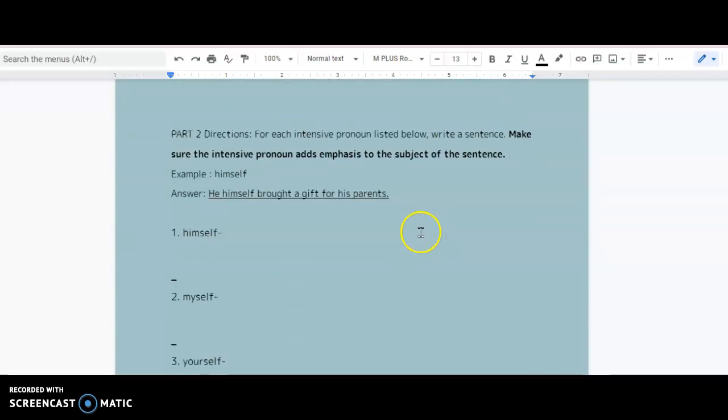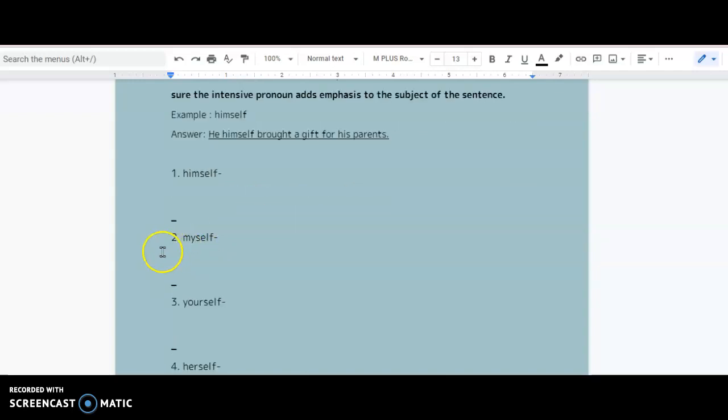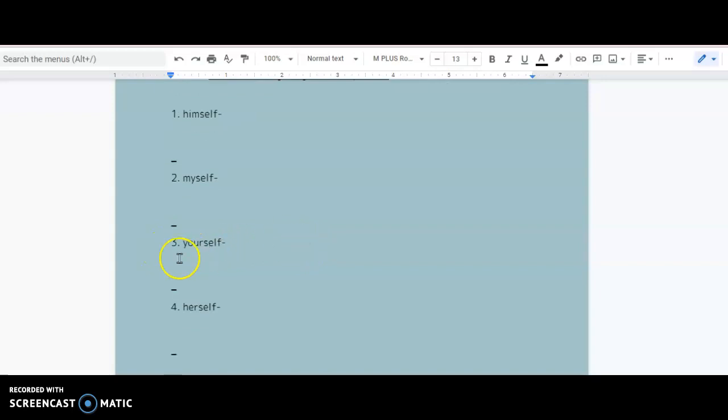Part 2. For each intensive pronoun, write a sentence. Make sure the intensive pronoun adds emphasis to the subject of the sentence. Remember, you need to have the subject and immediately next to it, the pronoun that I give you. I'm going to help you with number 1. It says, he himself brought a gift for his parents, right? Él mismo, él solito, he himself, right? I myself. You continue with her, it will be she. Remember, here you have to start with she or with a woman's name.